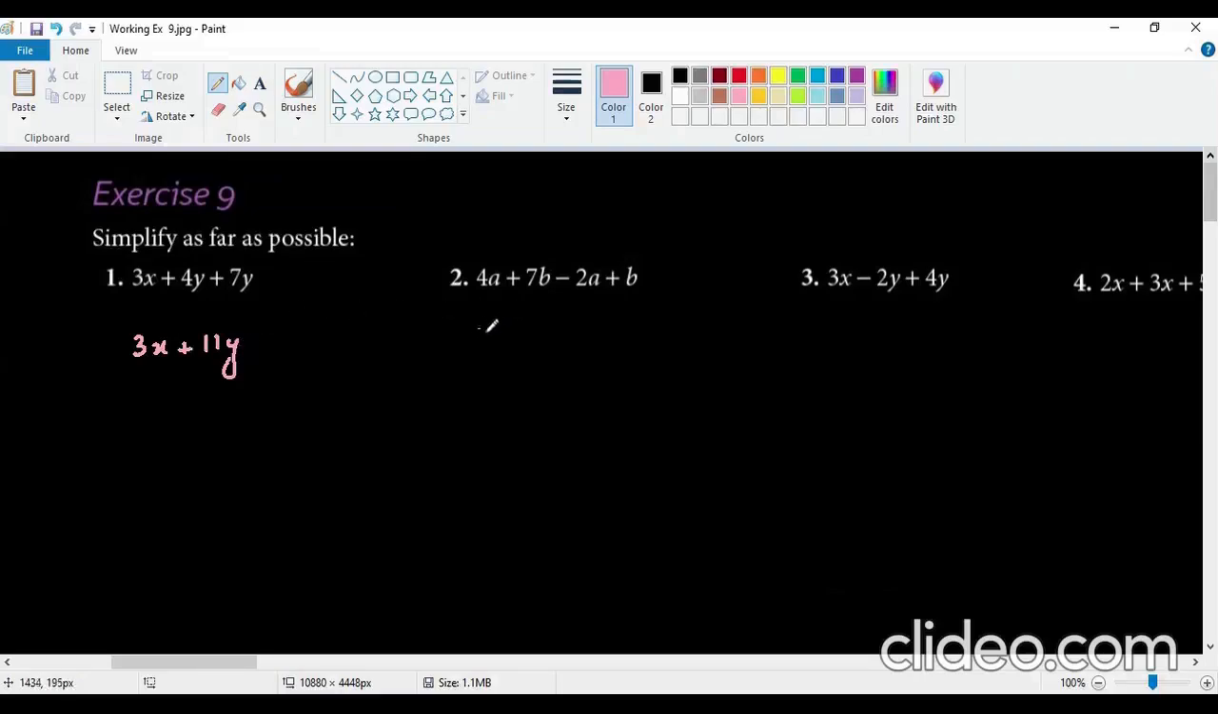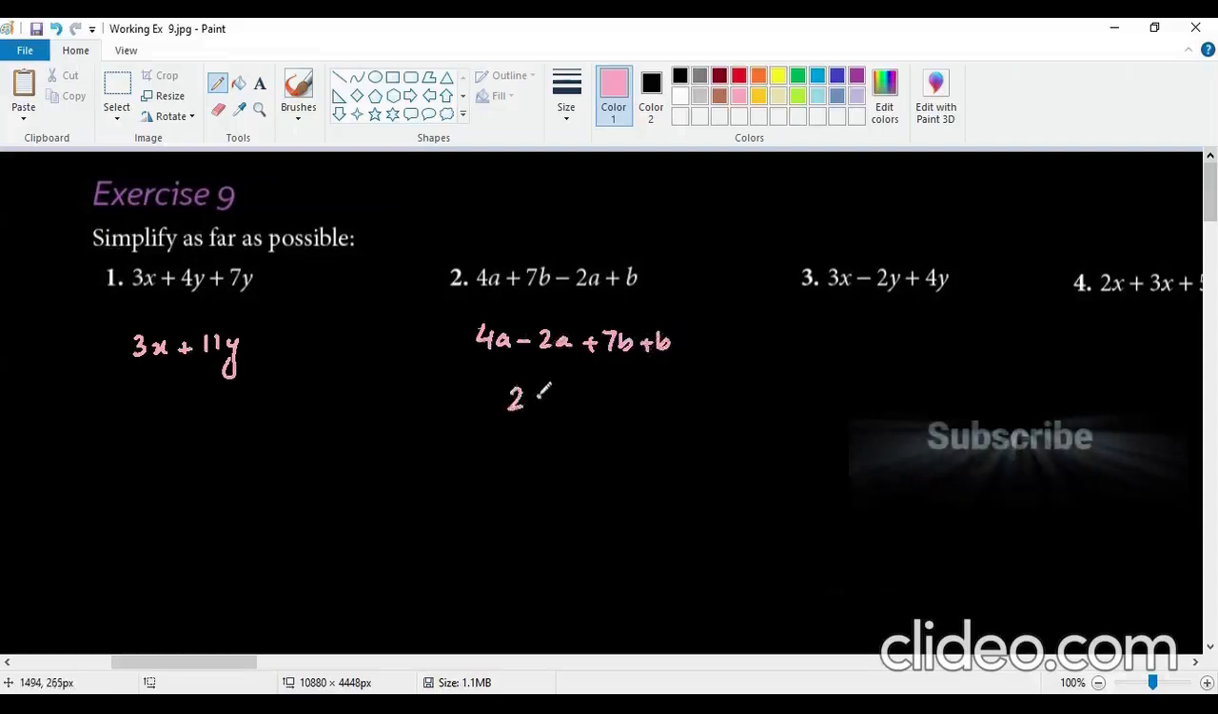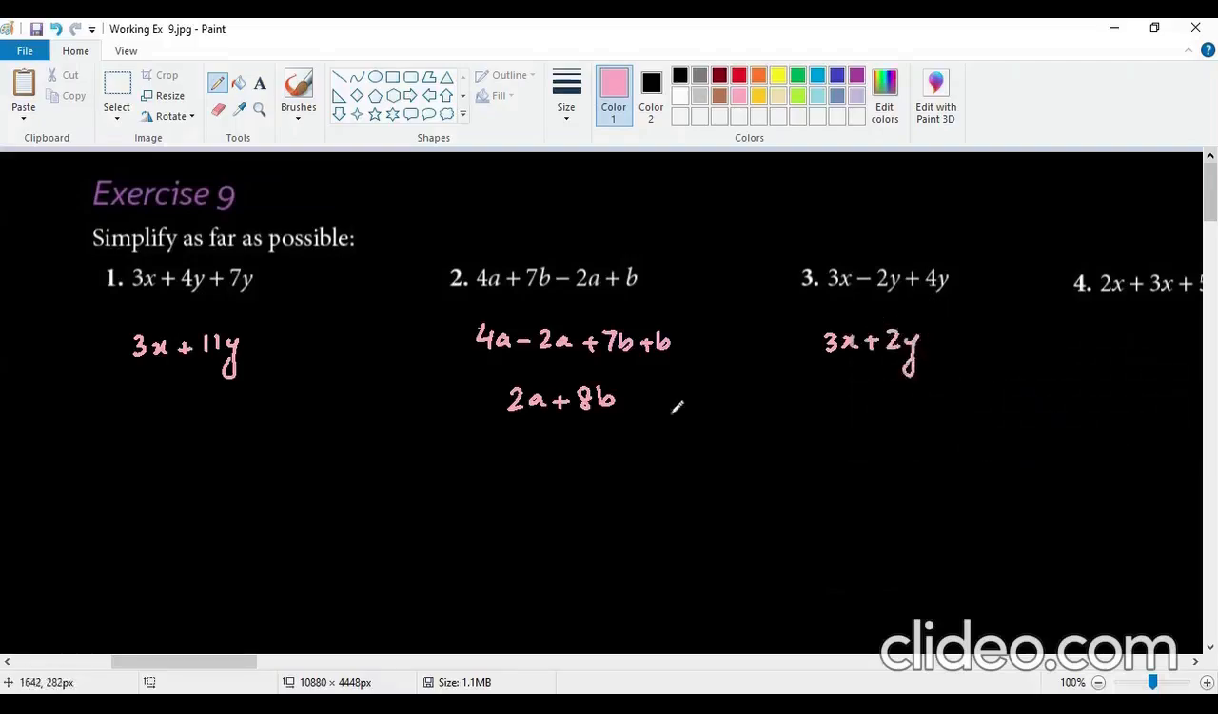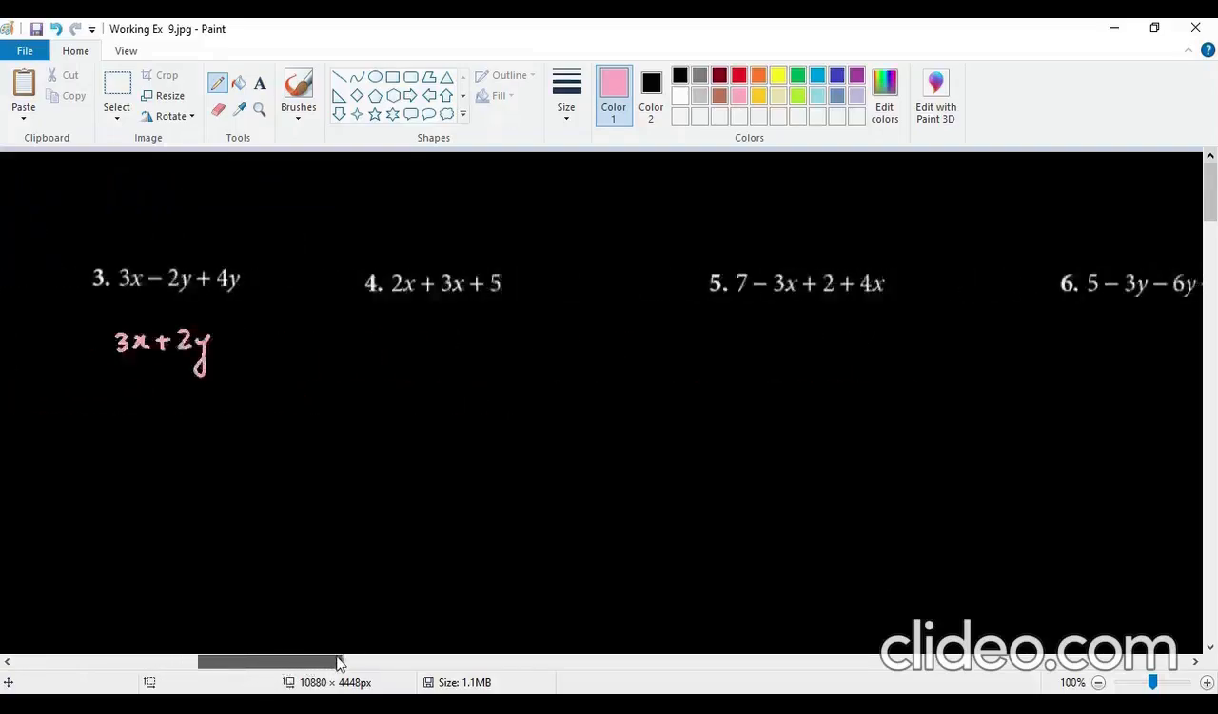Second one is keeping the like terms together, 4a minus 2a first, and then comes plus 7b and one more b into it. So 4 minus 2 is going to give you 2a, and 7 plus 1 is going to give you 8b. Now, the third one is 3x minus 2y plus 4y, which is going to give you plus 2y as an answer. Moving on to question number 4.